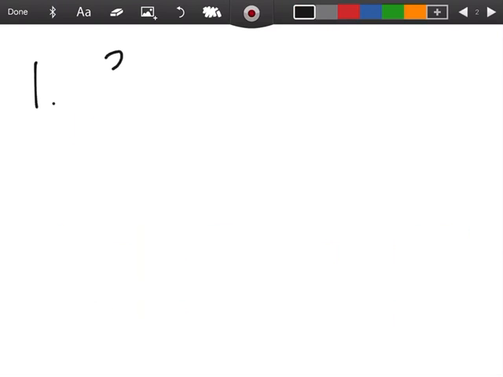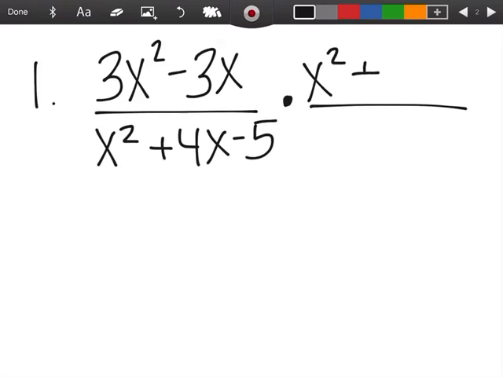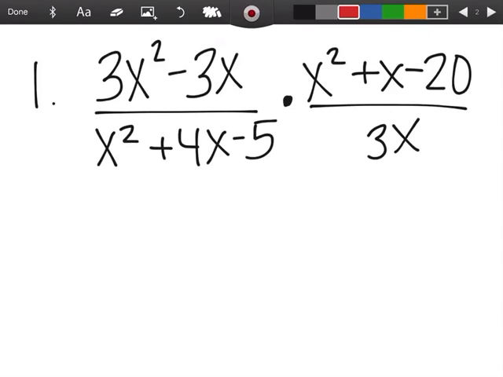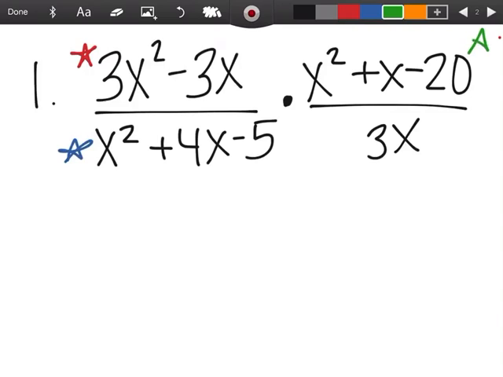So number 1 says 3x squared minus 3x over x squared plus 4x minus 5 times x squared plus x minus 20 over 3x. I'm going to rewrite that because I can. And so before I start reducing, I'm actually going to see if there's any factoring that can be done. So I'm going to split this up into 4 separate problems and try to factor each of them.